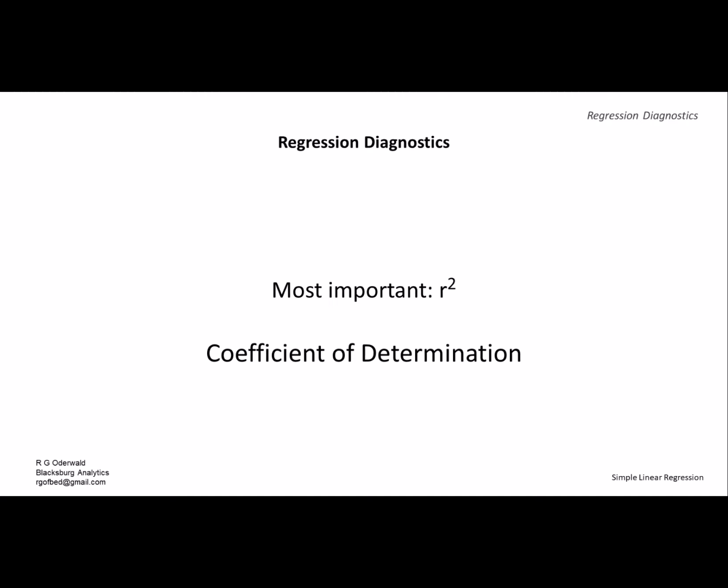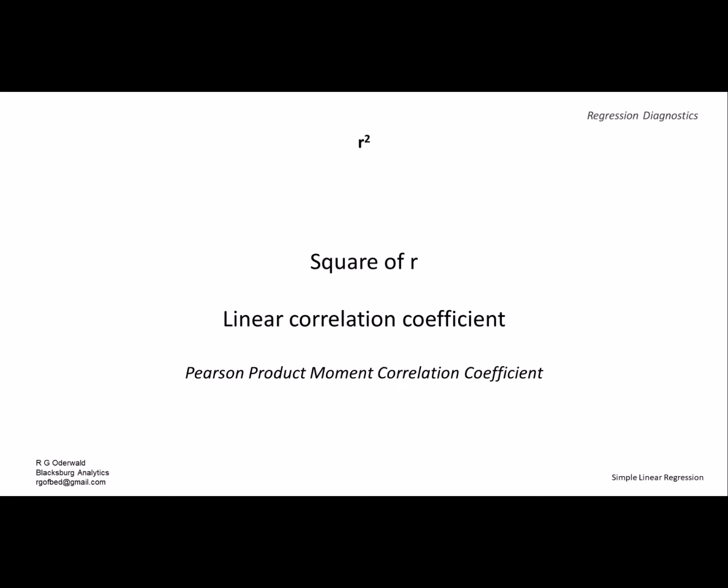The absolute must-know statistic in simple linear regression is R squared. The official name is the coefficient of determination. Nobody talks like that, even statisticians, so it's just called R square. R square is the square of R, the linear correlation coefficient. The official name for R is the Pearson product moment correlation coefficient. That's why it's called R.